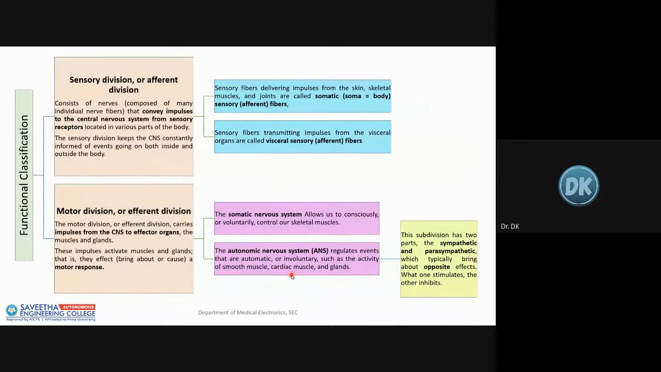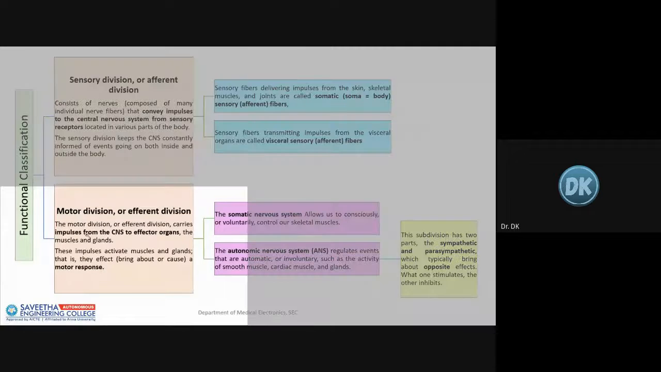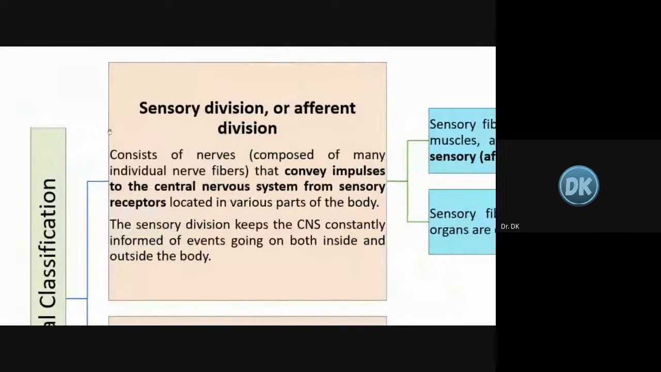Next is the functional classification. If we classify the nervous system based on what it does, the first one is the sensory division, or the afferent division. Afferent means arrival, as I have mentioned. It takes the sensory input from all parts of the body and sends it to your central nervous system.